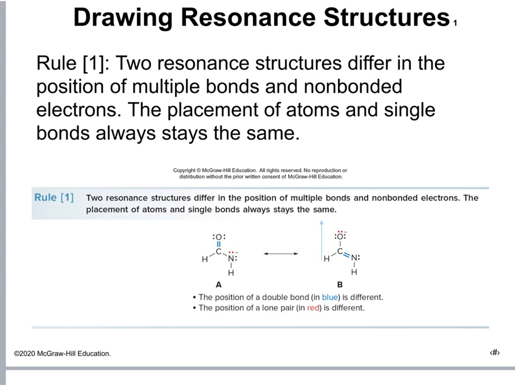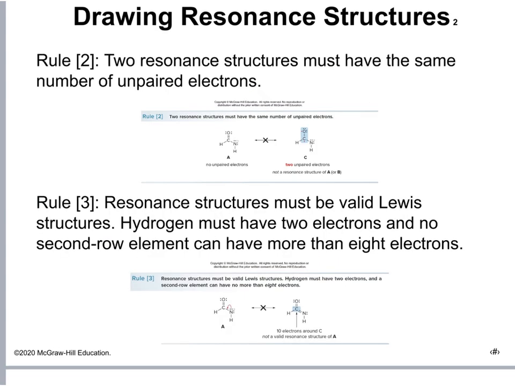So rule number 1: two resonance structures can differ in their multiple bonds or non-bonded electrons. That's what we were just talking about. Here it's the electrons, and they can go from a lone pair to a double bond, and then from a double bond to a lone pair. This is not right, because if you don't push those electrons onto oxygen, then you exceed the octet, because here carbon has 10 electrons, which exceeds the octet.